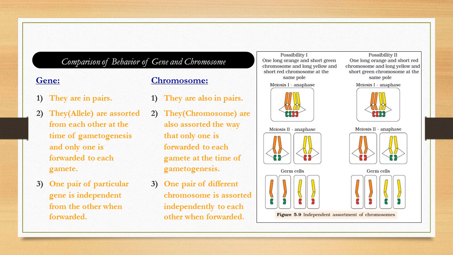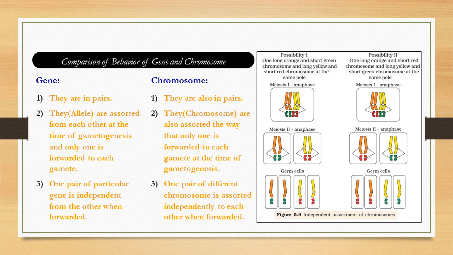The third behavior of genes is that one pair of a particular gene is independently assorted or forwarded when forwarded into the next generation cell. And if I talk about chromosomes, one pair of different chromosomes is assorted independently of the others when forwarded. We have 23 pairs. So the first pair is not dependent on the 23rd pair for forwarding into the next generation, into the gamete. So that's the important comparison we can think about. It is matching with the genes or factors explained by Mendel. So that's how they proposed the chromosomal theory of inheritance.